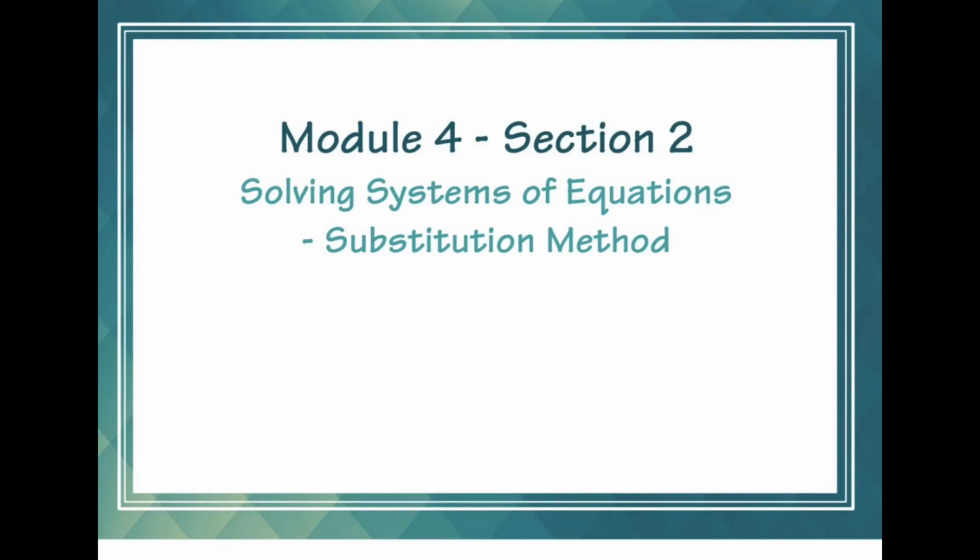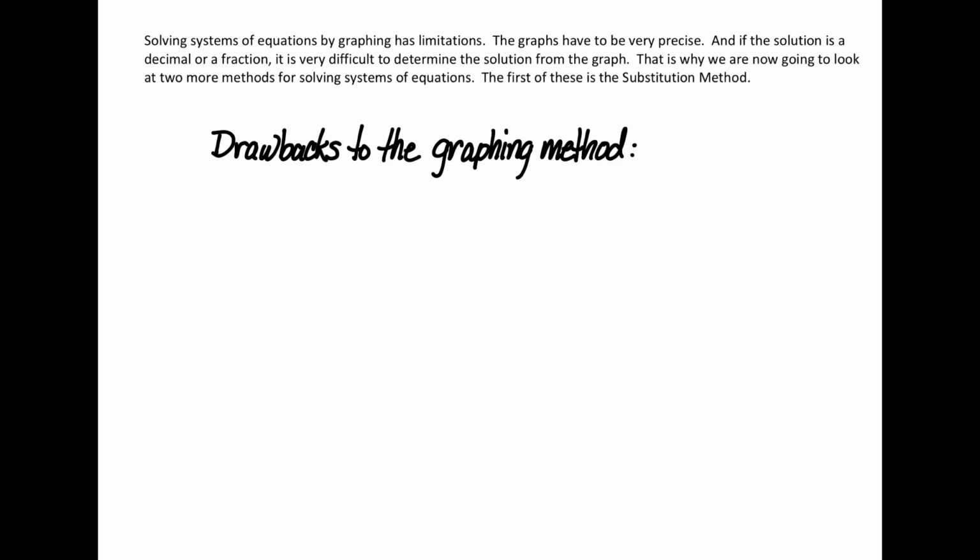All right, section 2 is the second method of solving systems, and it is called the substitution method. Okay, we've learned how to substitute before. You get a value for x and you plug it in and you see what it equals, right? Well, this is the same process, but just one step more technical. And the reason we have other methods is because graphing has some drawbacks, doesn't it?